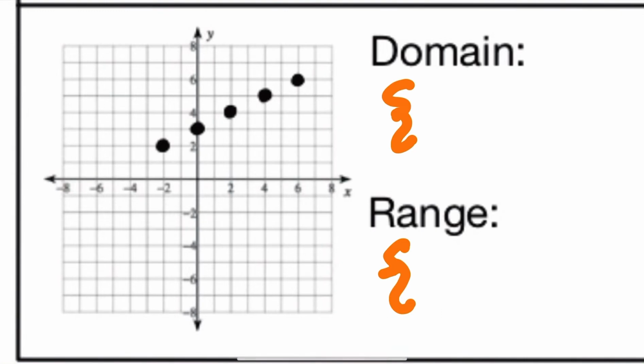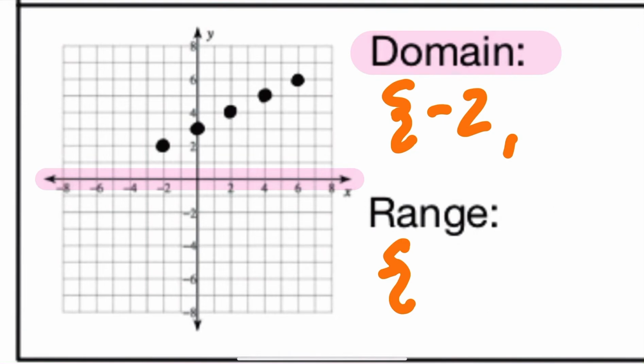Thinking about our domain, those are going to be our x values, right? Looking at my graph here, I know my x's are all going to be on this line here. So what I'm going to do is try and find out where all my dots are on that line. I'm going to start with the first one that's over here. Here's my dot. I'm going to see where it is on that line. That's at negative 2. So I'm going to write in a negative 2 in my domain.